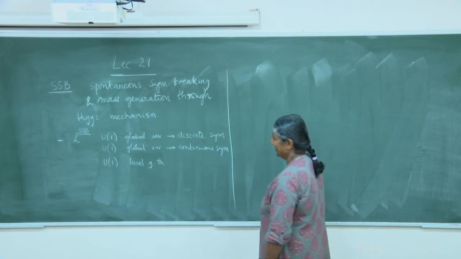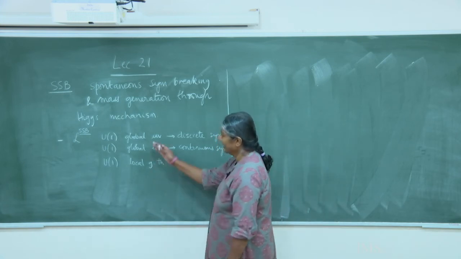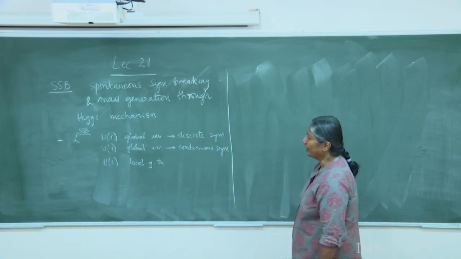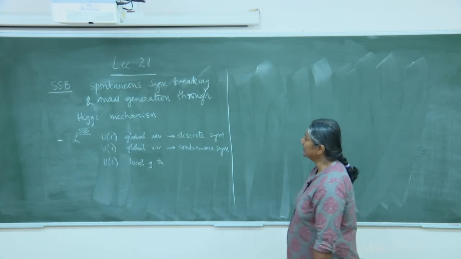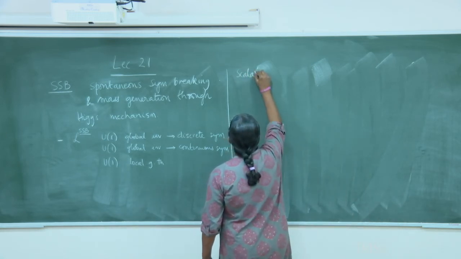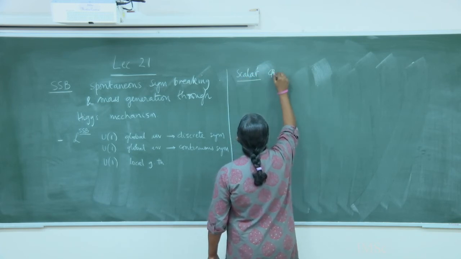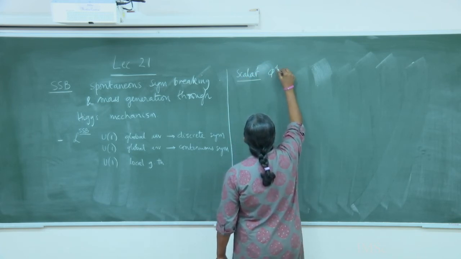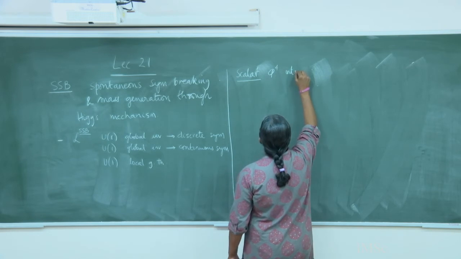It's a truly bizarre phenomenon. So let's write a Lagrangian which has U(1) global invariance. I want to take a discrete symmetry. So here I start out, for simplicity, with a scalar theory which has a phi to the 4 interaction term.